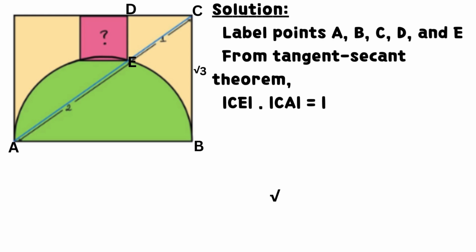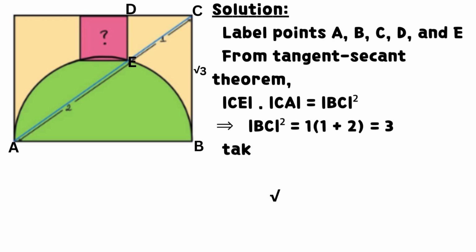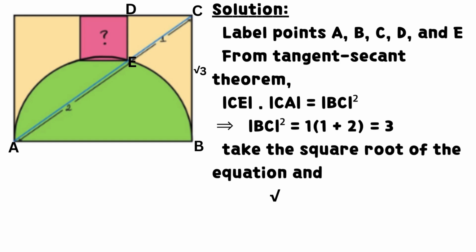From the tangent-secant theorem, the product of line CE and line CA equals the square of line BC. It implies that the square of line BC equals 1 times the sum of 1 and 2, which equals 3. Take the square root of the equation and we have that line BC equals the square root of 3.